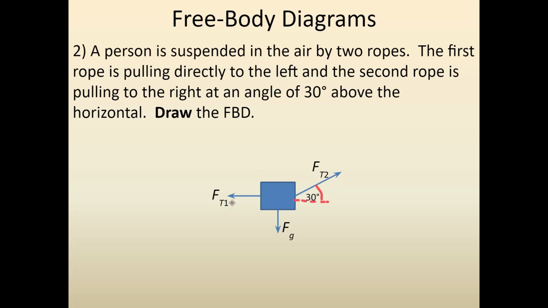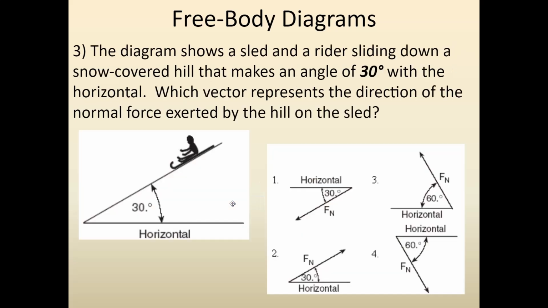And one thing to notice is that we had two ropes, meaning that we have two tensions. I would not want to label them as both FT because then I'm going to get confused when I'm doing problems. So I do FT1 and FT2 to differentiate between them. So when I'm doing problems later on, I know which FT I'm talking about when I'm looking at the problem. All right, here's the next one. Pause the video, we'll go in a second.